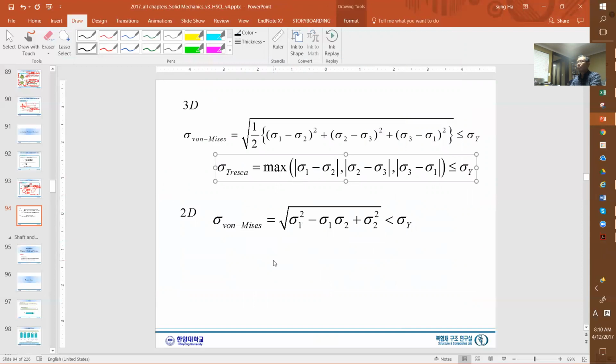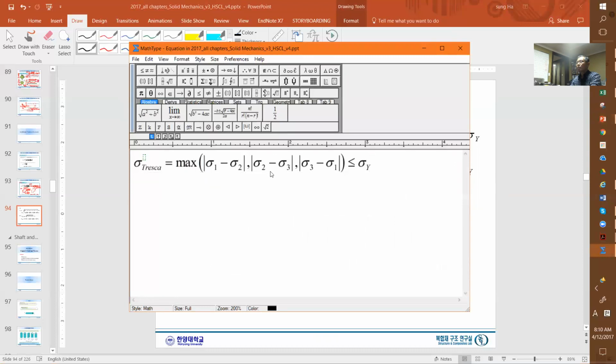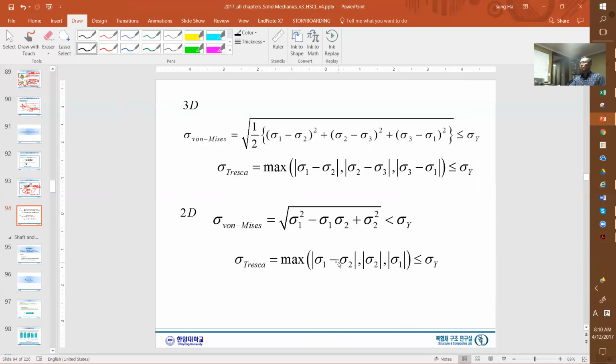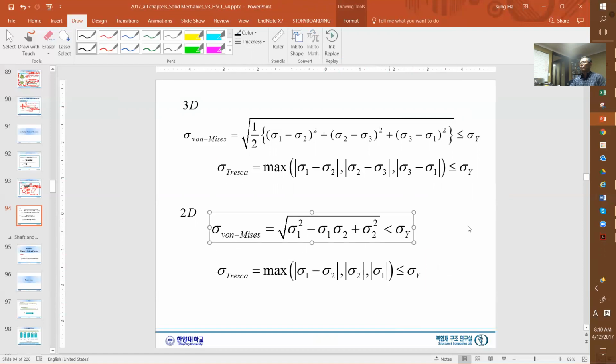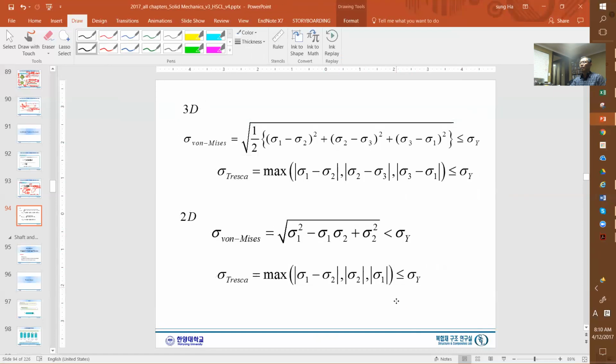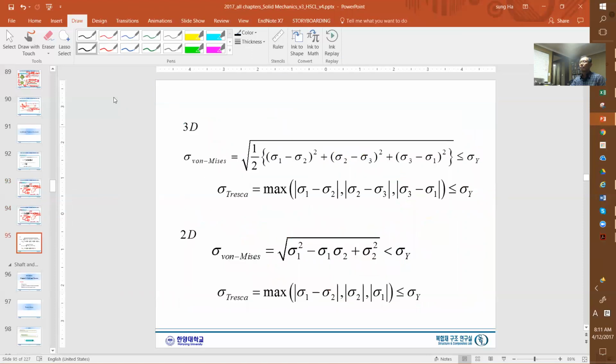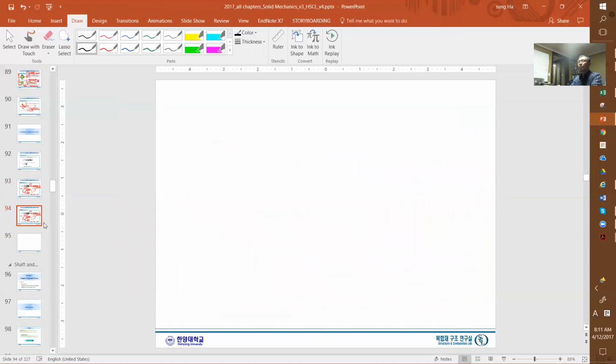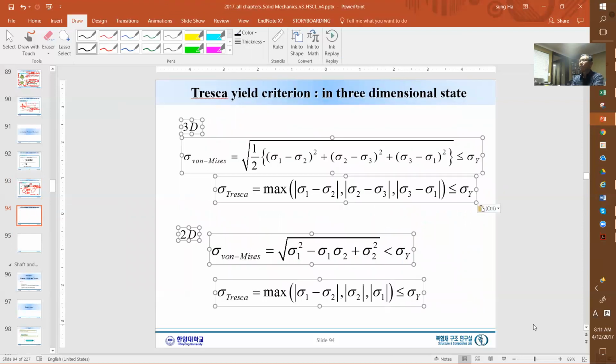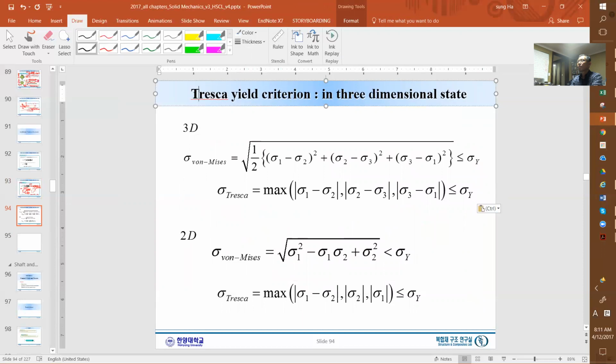Okay, for 2D, we put a 0 here and 0 here. Don't forget we need to consider sigma 3 equals 0 here. Okay, this is what I call a summary of the theory: Mises versus Tresca criterion in 3D and 2D.